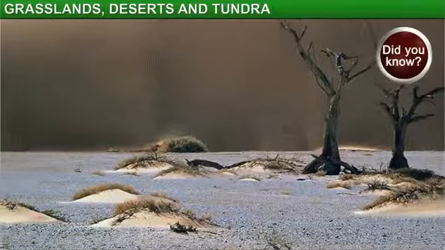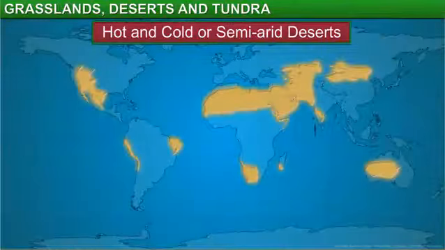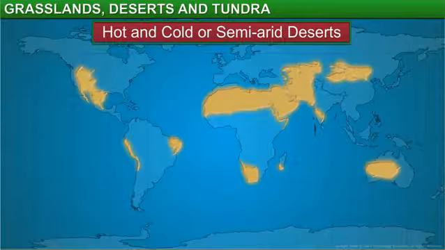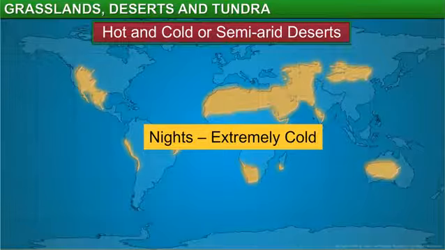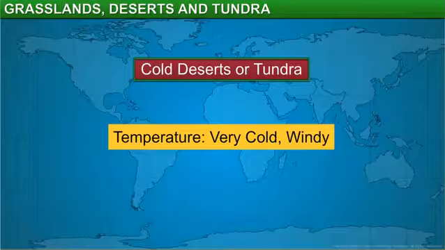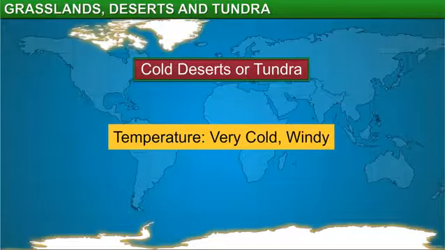Did you know that not all deserts are extremely hot? Deserts in North America, Europe, and Northern Asia are extremely hot during the day and very cold during the night. They are called semi-arid deserts. While deserts in the polar region of Antarctica, Greenland, and parts of North America are always cold. These deserts are called cold deserts or tundra.